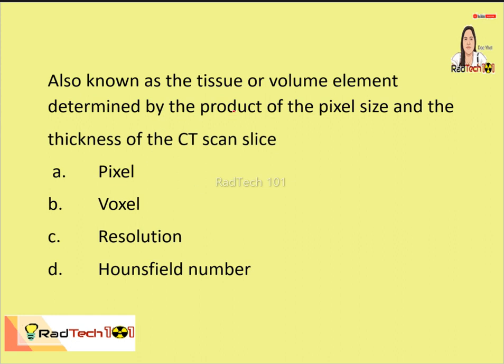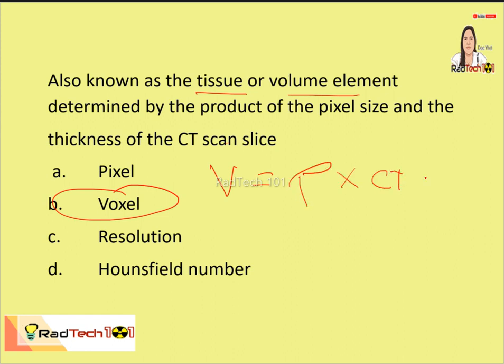Next, also known as the tissue or volume element, determined by the product of the pixel size and the thickness of the CT scan slice. So, this refers to voxel. So, voxel is equal to pixel size times CT scan slice.